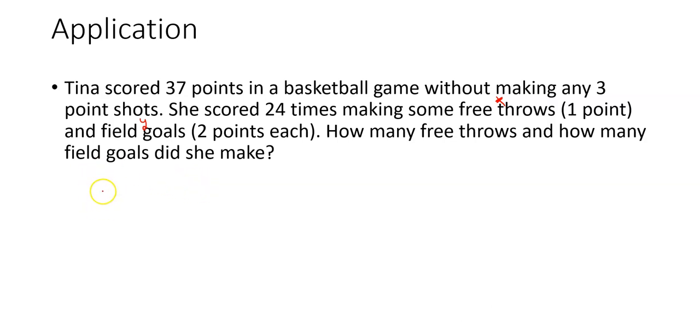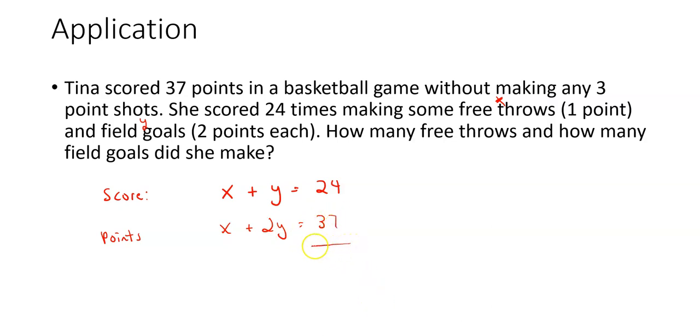I need two equations. So how many times did she score? All the free throws that went in plus all the field goals that went in adds up to 24. So I'm only talking about the times that the basketball actually went through the hoop. She may have tried other attempts that she didn't make, but of the attempts that she made, 24 times that basket went through the hoop. The only difference is where she shot it from. So now let's talk about points. 1 point for each free throw, 2 points for each field goal, adds up to 37 points.